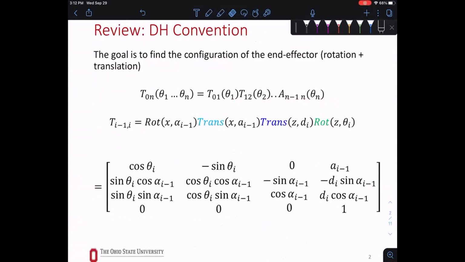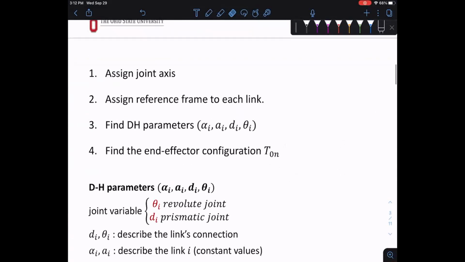This is the big matrix. Once you find all of those DH parameters, theta i, alpha i, a i-1, and d i, from the table, for every single transformation from one frame to another, you create this big matrix. So at the end, you'll have four or five of them multiplied by each other to find your final configuration.